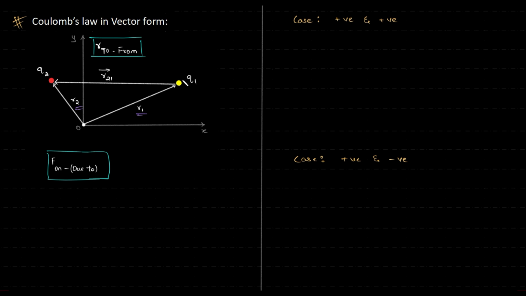So the displacement vector from 1 to 2 is given by R21. Again, you guys have to be very thorough with vectors. It should be very natural. So this you should be able to understand very easily. If not, please study the vector topic.